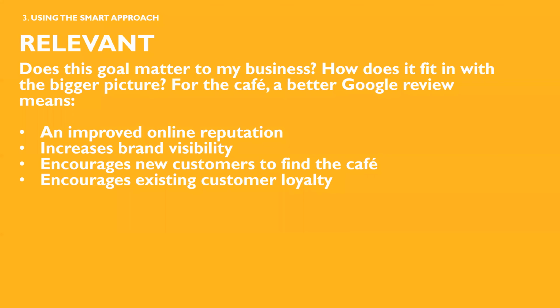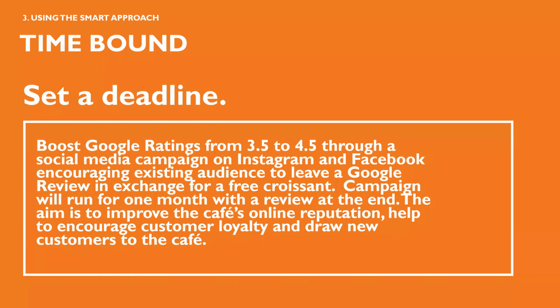The next metric is relevancy. So you need to ask yourself, does this goal matter to your business? How does it fit in with the bigger picture? For the cafe, a better Google review rating is not really a vanity metric in the same way that likes on an Instagram post are. It's probably going to mean an improved online reputation. It'll increase brand visibility. It'll encourage new customers to find the cafe, and it'll encourage existing customer loyalty.